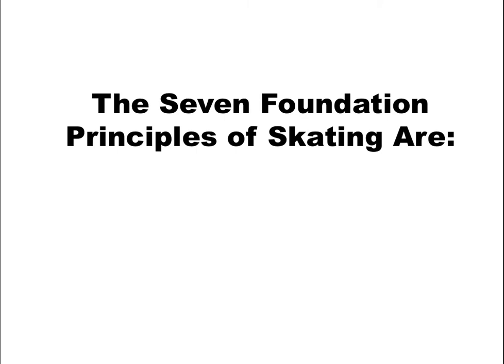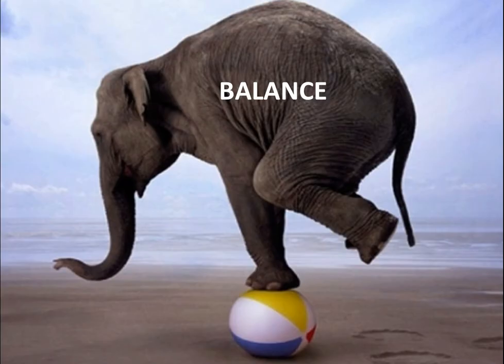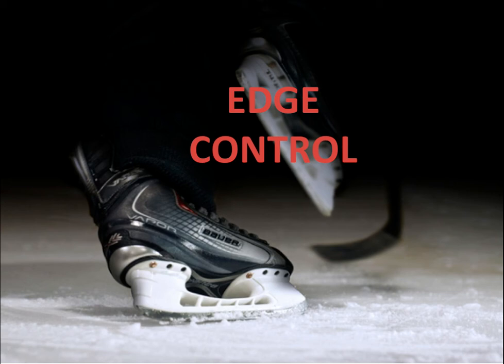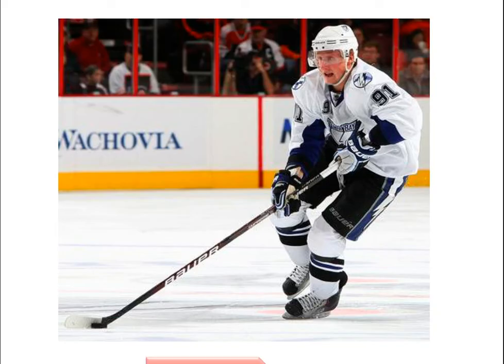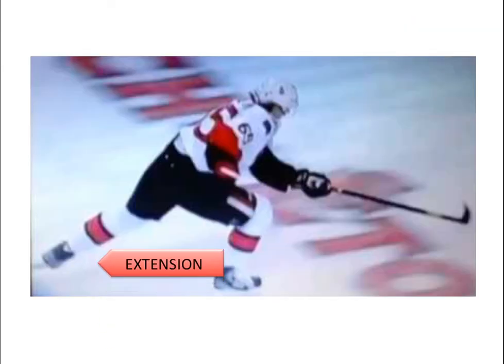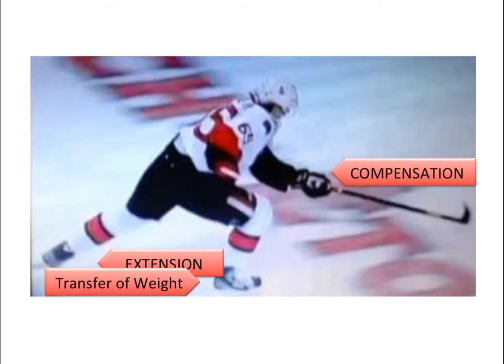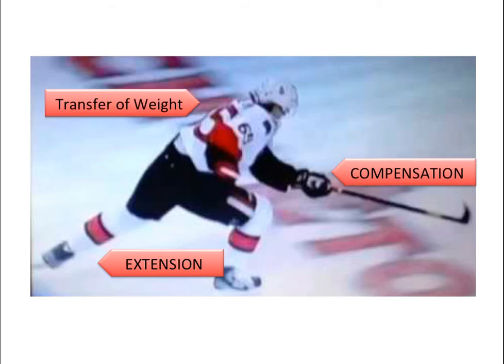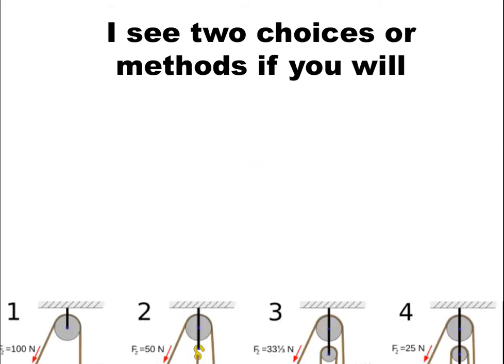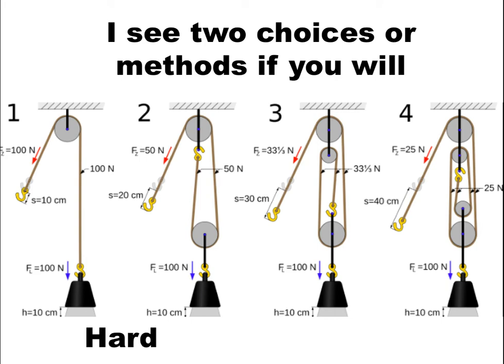Conceptually, this is accomplished by several basic fundamentals. The 7 foundation principles of skating are: balance, edge control, and of course edges are both inside-outside edges, the toe edge, the heel edge, and the mid-blade edges as well. We have foot position, recovery action, we have extension, compensation, and we have transfer of weight. So where do we start? I see 2 choices or methods, if you will. So using this mechanical model, we can do it the hard way or the smart way.